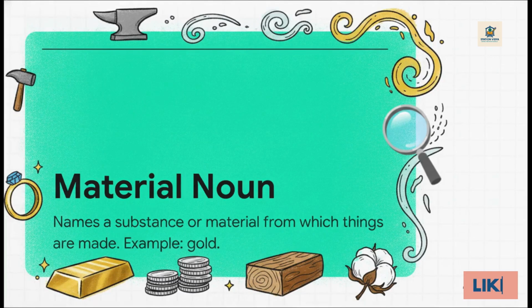And our last specific type is the material noun. This names a physical substance or a raw material that other things are made from. Think gold, silver, iron, wood, or cotton. So if we say, the ring is made of gold, the word gold is the material noun. It tells us exactly what substance that ring is crafted from.